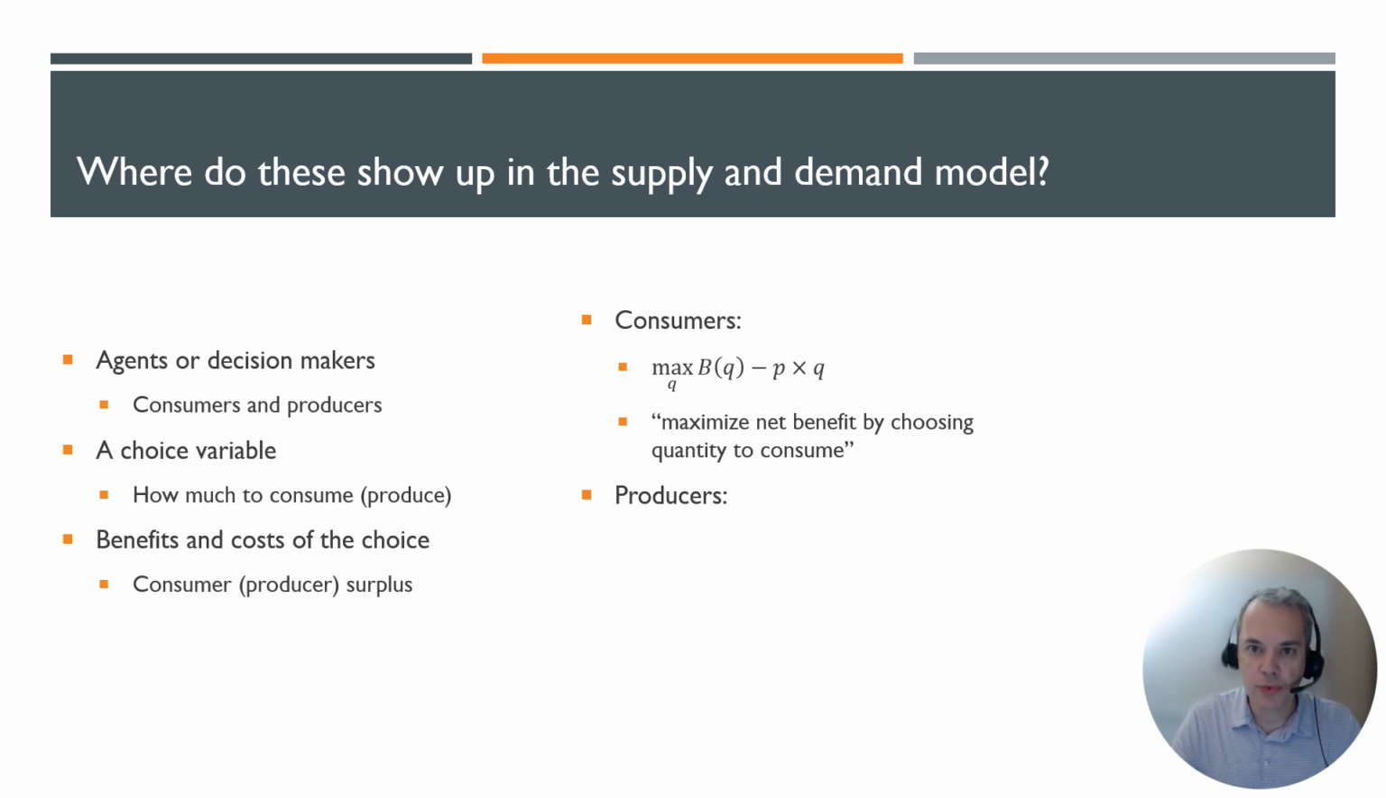For producers, we're going to have a very similar condition. They're going to maximize net profit or producer surplus by choosing quantity. And what they get is price times quantity. They get P times Q, that's their revenue, minus C of Q, and C is their cost. So for producers, we said they maximize profit by choosing the quantity to produce.